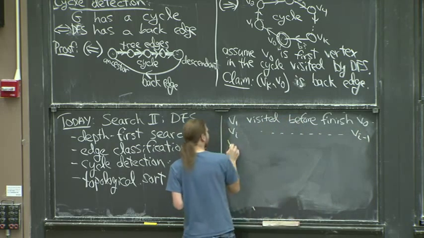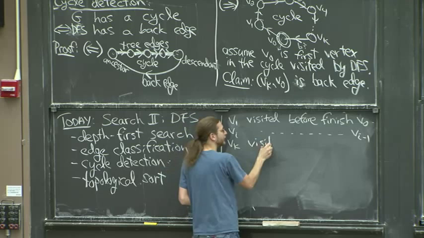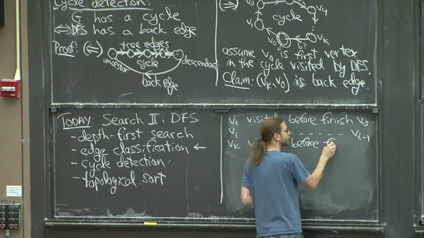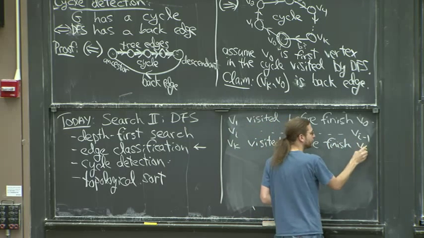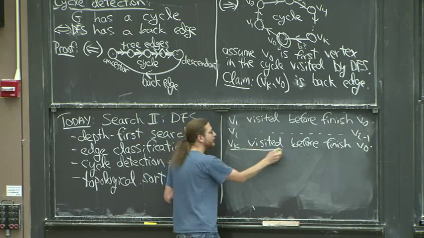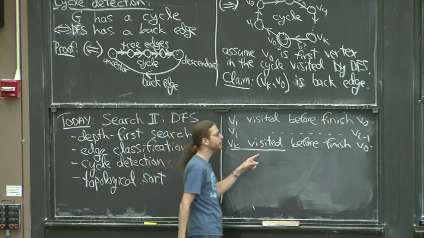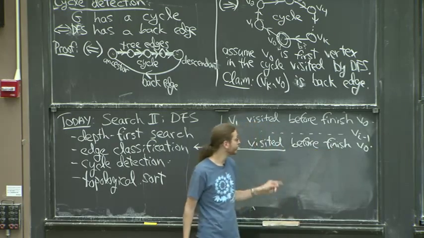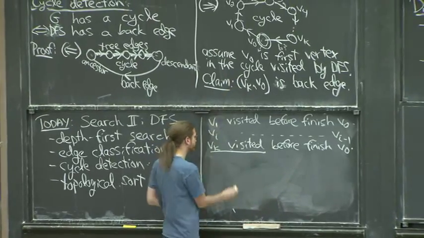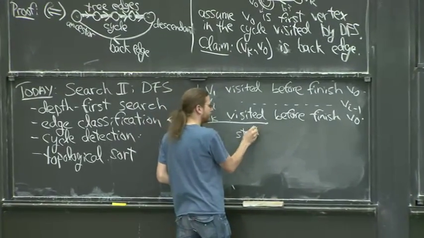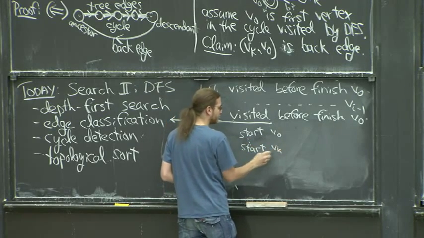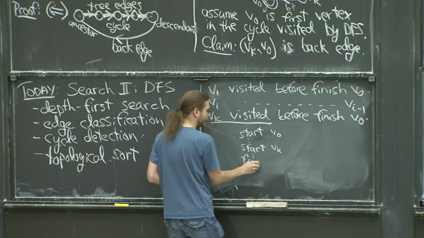But in particular, what we care about is that vk is visited before we finish v0. And it will be entirely visited. We will finish visiting vk before we finish visiting v0. We will start vk after we start v0, because v0 is first. So the order is going to look like: start v0. At some point, we will start vk. Then we'll finish vk.